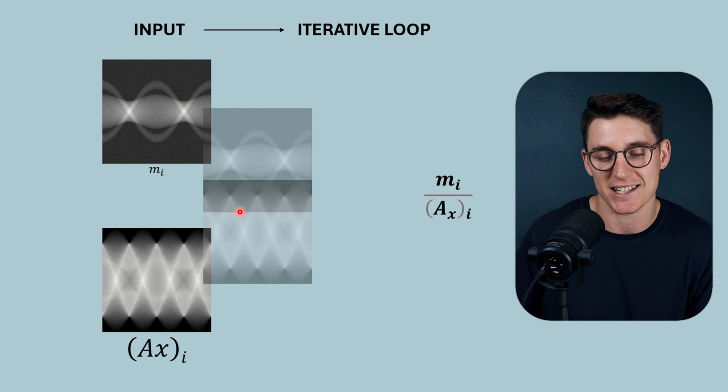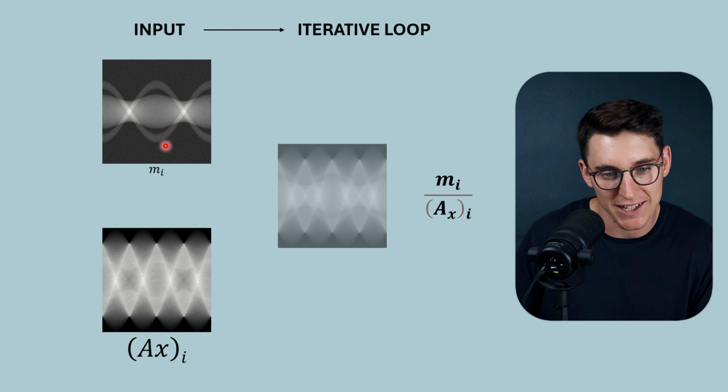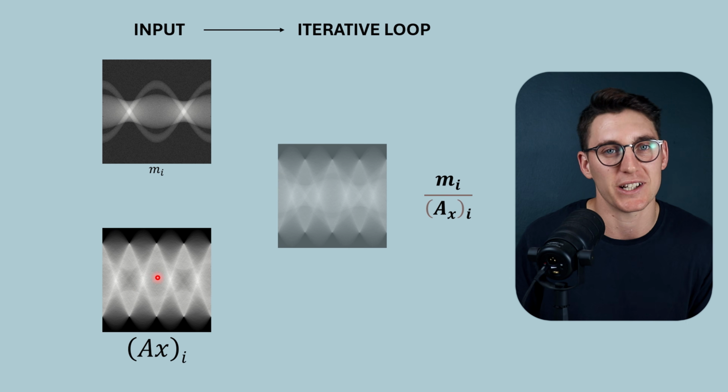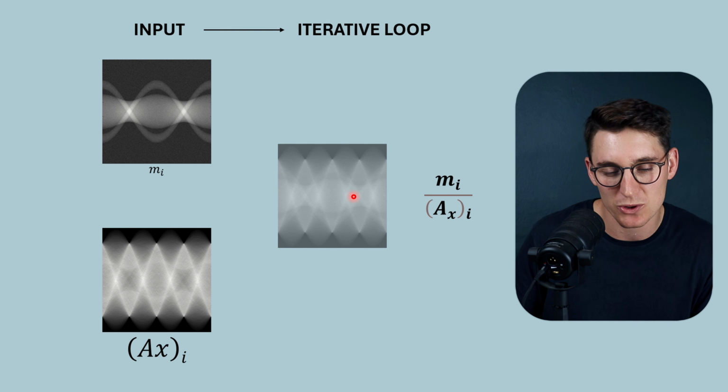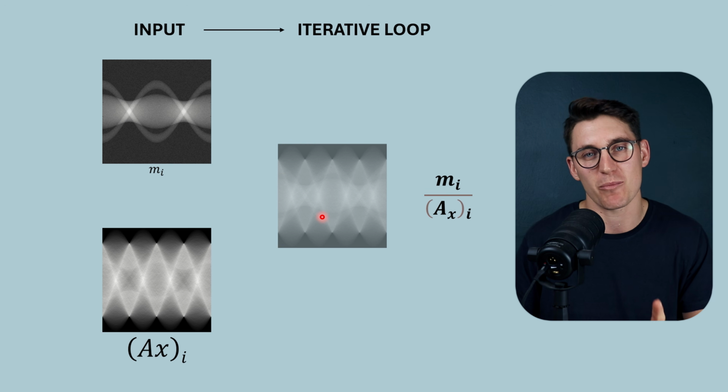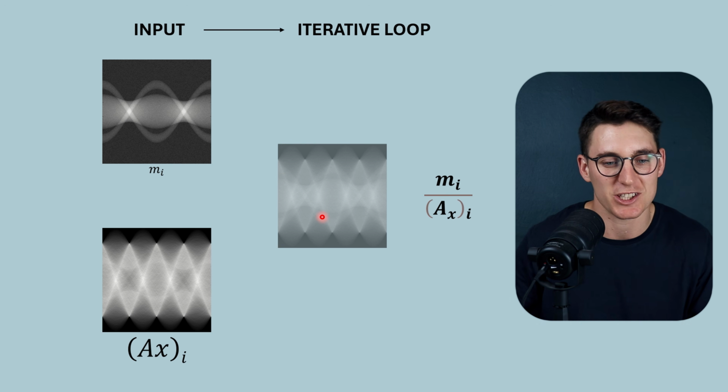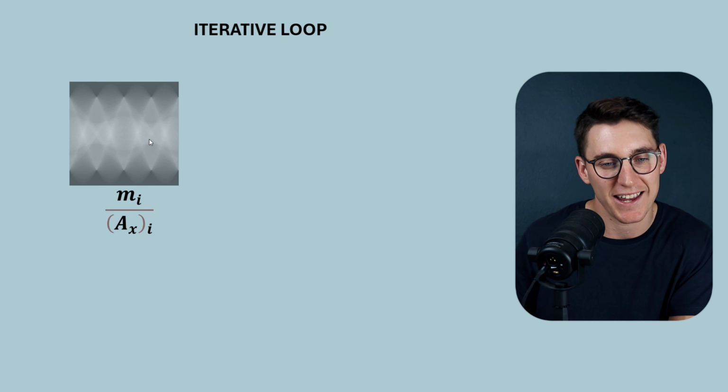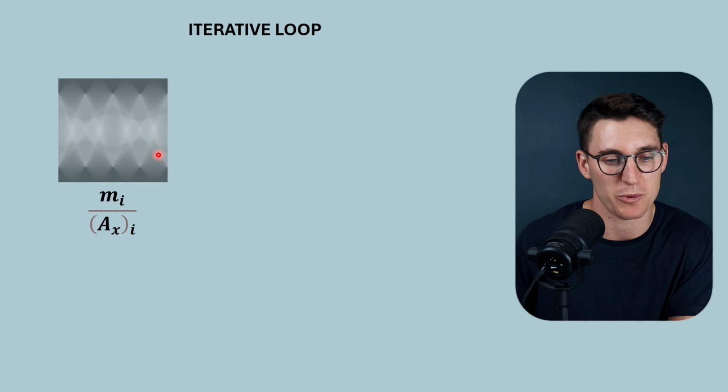We take these data sets, they match in size, and we divide the measured data by our predicted data here. And we've got a new sinogram. This sinogram represents the ratio of differences between these two data sets. Now we can take that and enter this data into our iterative loop.